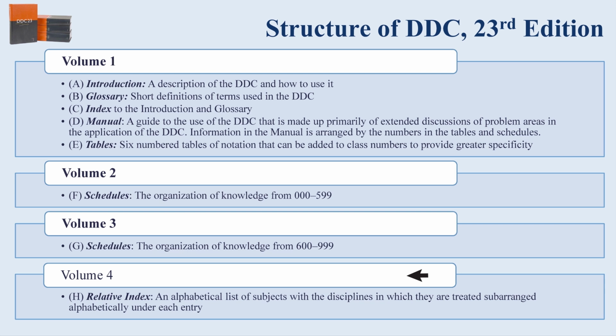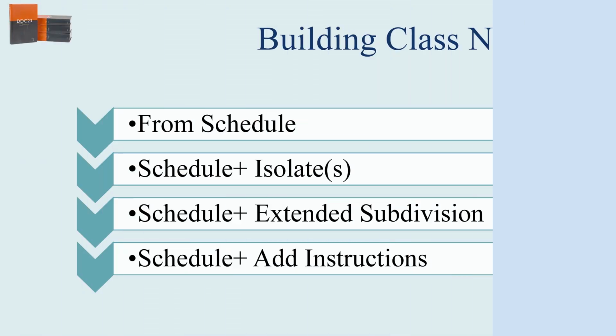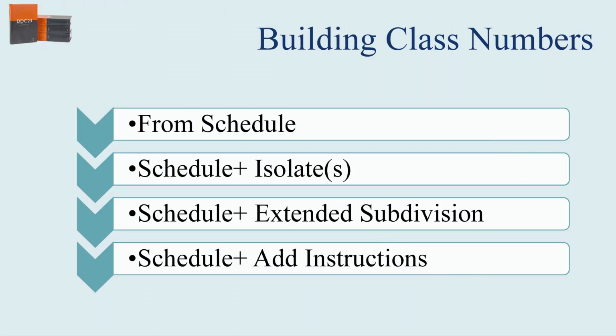In volume 4, the last volume, there is a relative index to help the user or the classifier find the different class numbers or the isolate ideas from the tables as well as from the schedule. So, how do we build a class number with the help of DDC? Actually, there are 4 broad ways; we can build a class number using DDC in 4 different ways, primarily.